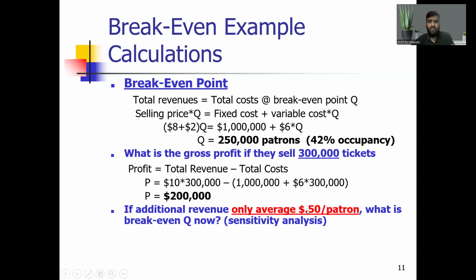If additional revenue is only an average of 0.5 per patron, what is the break-even Q now? It is also another sensitivity analysis. In our case, 8 plus 2 was the additional. Now they are thinking that the additional revenue will be $0.5 rather than $2. What will the break-even quantity be now? So please, someone calculate it.